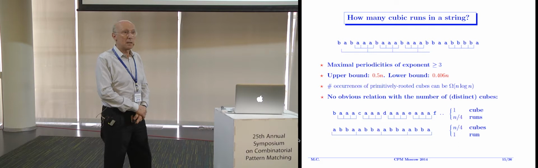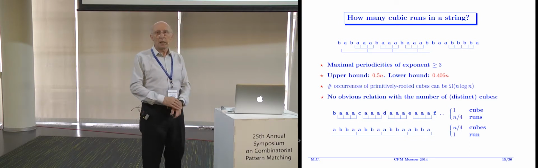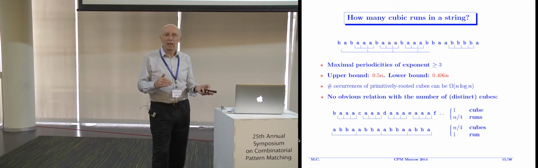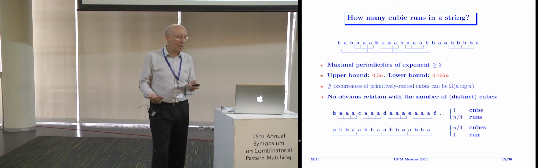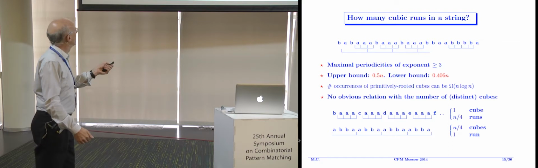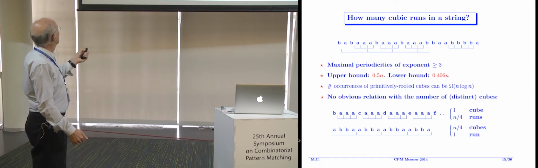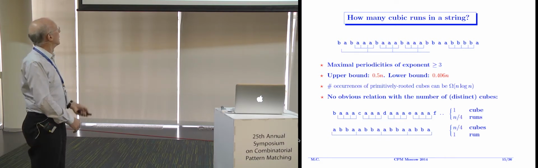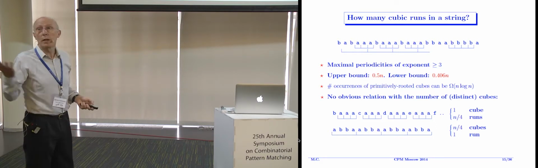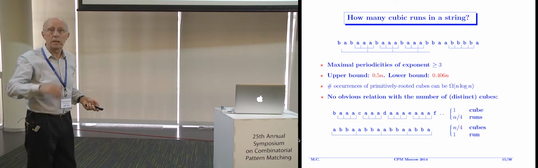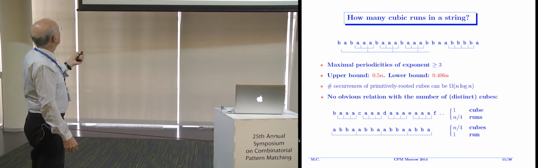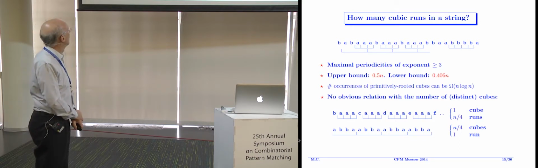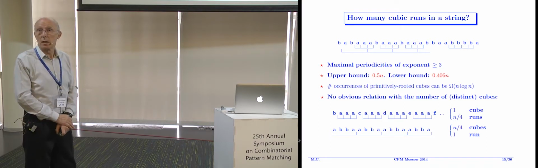Second remark is that the relation between the number of cubes and the number of runs is not clear. There might be a relation, but it's not clear. For instance, in this example, this is AAA, and between the occurrences of AA, I always put a different letter. So in this string, you have only one cube, AAA, occurring many times. And it occurs roughly n over 4 times. So we have n over 4 runs and just one cube.